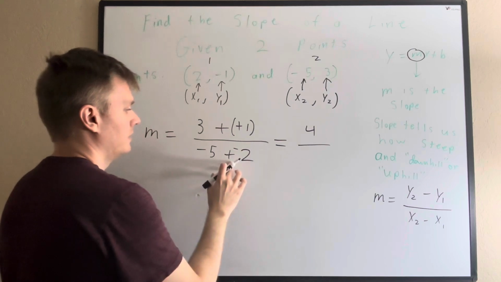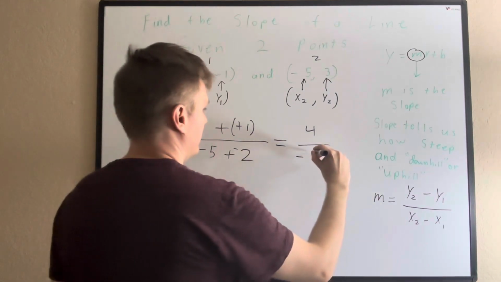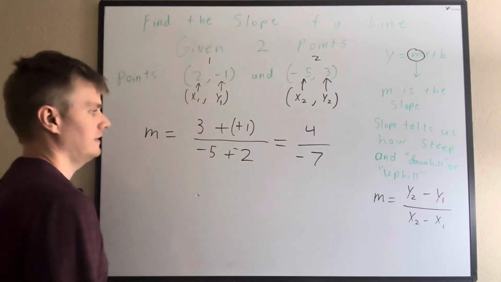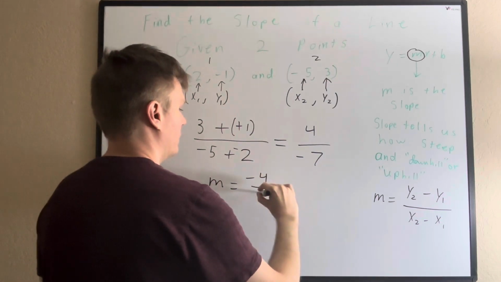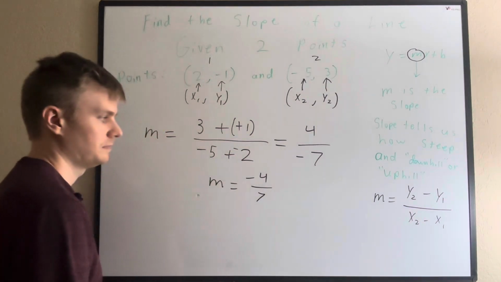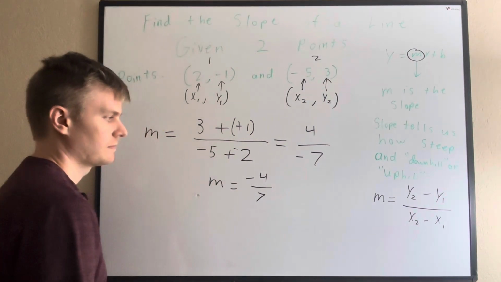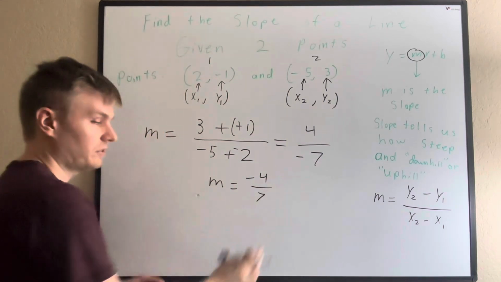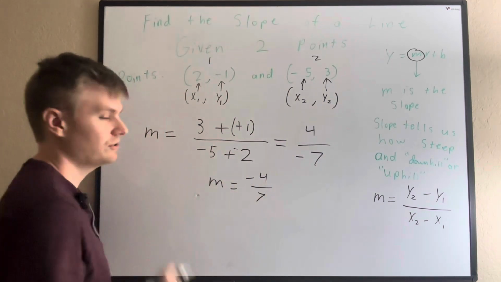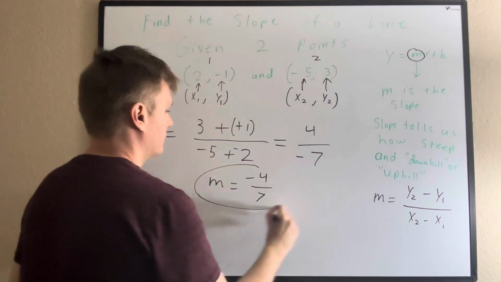Negative 5 plus negative 2, negative 7. So our slope is negative 4 over 7. It was negative, and it wasn't very steep, so it is a 4/7. Can we reduce that fraction? No, so we are done.